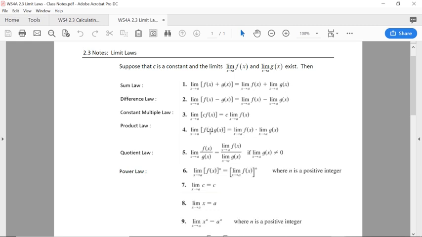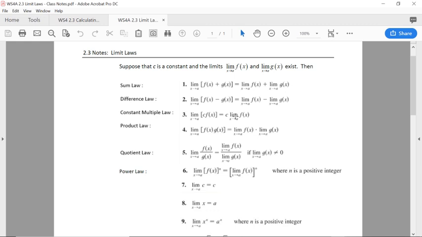But if we had the product 1 over x times x, or let's say 1 over x times x squared, or something like that, then what we could do is we could first take the product of the two. 1 over x times x is just equal to 1. Then we could run the limit on the product.